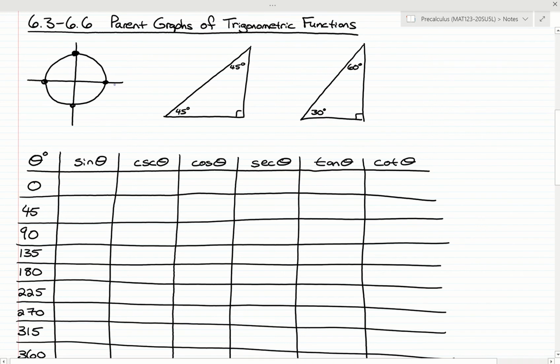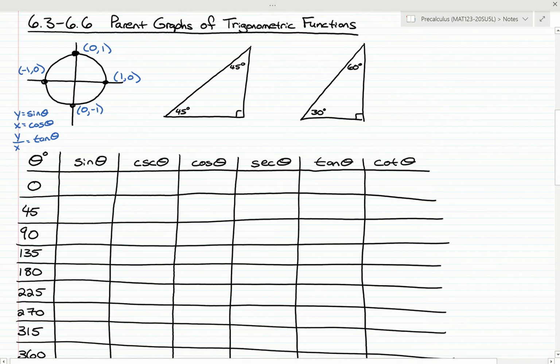Start with the quadrantal angles. We know at 0 degrees, we have the point (1, 0). At 90, it's (0, 1). 180, it's (-1, 0). And this point would be (0, -1). We know that the y value is the sine of that angle. X value is the cosine of that angle. And y over x is the tangent of that angle.